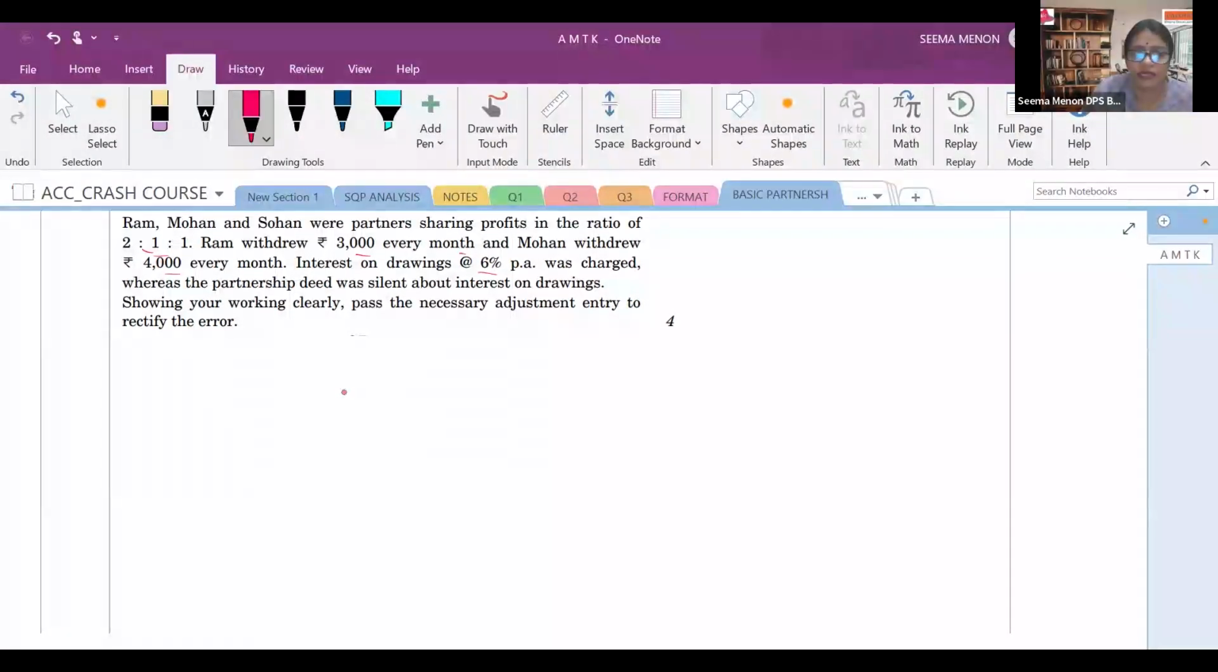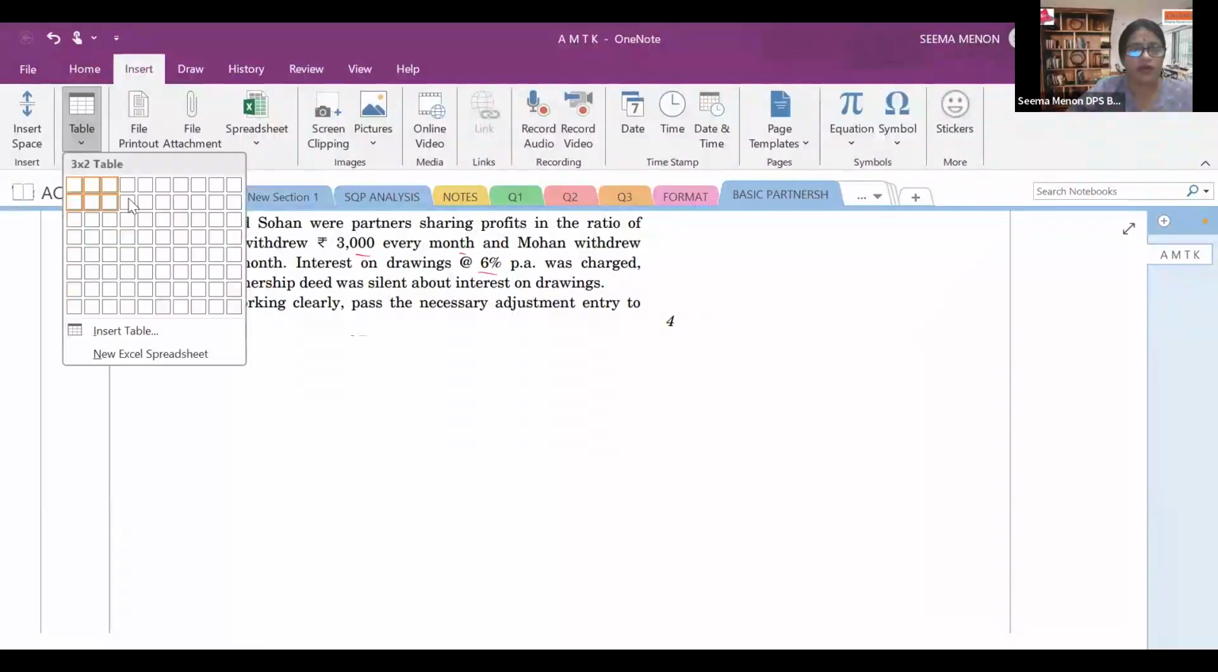Showing your workings clearly, pass the necessary journal entry, adjustment entry to rectify the error. So you have to show the working note. After that only you can pass the journal entry. So our answer portion is journal entry. We know that this is an error and to rectify this error, we have to pass only one journal entry. So let's draw the format of journal entry.